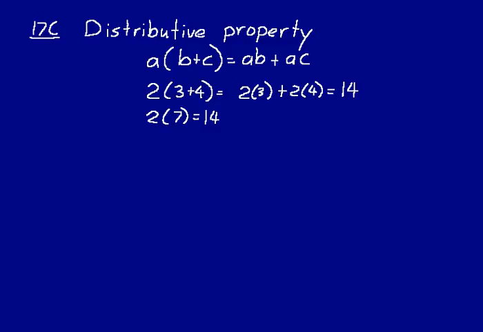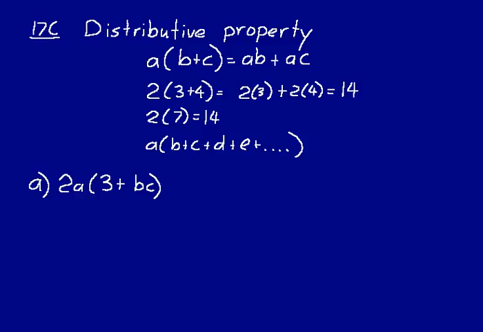Now, the distributive property can be extended to more than just 2 variables on the inside of the parentheses. We could have A times B plus C plus D plus E plus so on. There's an infinite number of variables that could be on the inside there added together. Just showing A times B plus C is good for understanding the distributive property, but it can be extended to a multiple number of add-ins inside the parentheses.